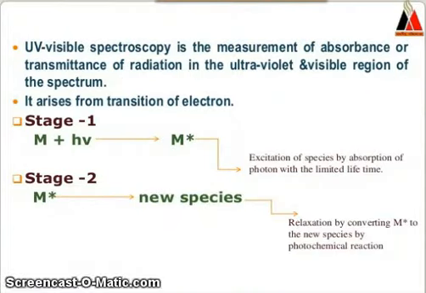UV visible spectroscopy is the measurement of absorbance or transmittance of radiation in the ultraviolet and visible region of the spectrum. It arises from transitions of electrons. Stage 1: M plus h nu gives M star, excitation of a species by absorption of a photon with limited lifetime. Stage 2: M star gives new species, relaxation by converting M star to the new species by photochemical reactions.